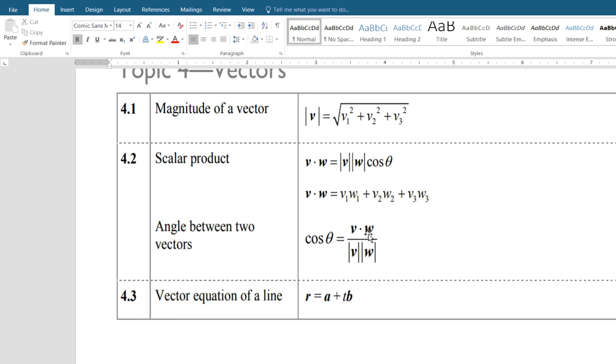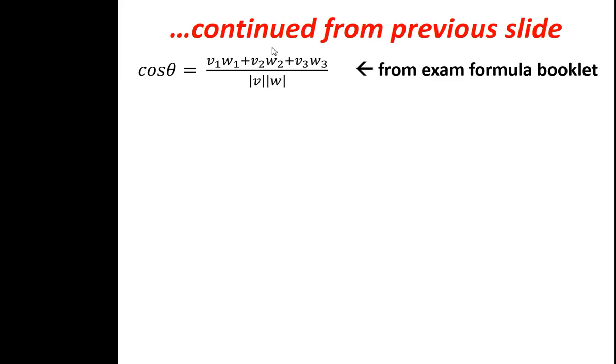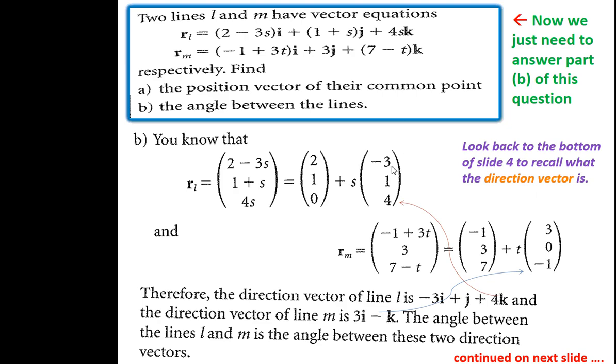The angle is the dot product divided by the magnitude of V times the magnitude of W, that's cos theta, and you'd cos minus 1 that. The dot product is that times that, plus that times that, plus that times that. Back to here. So I've just gone straight to subbing that in. Because there are two direction vectors, here's the other one. To get the dot product, you do that times that, plus that times that, plus that times that, which is what we're doing on the next one.